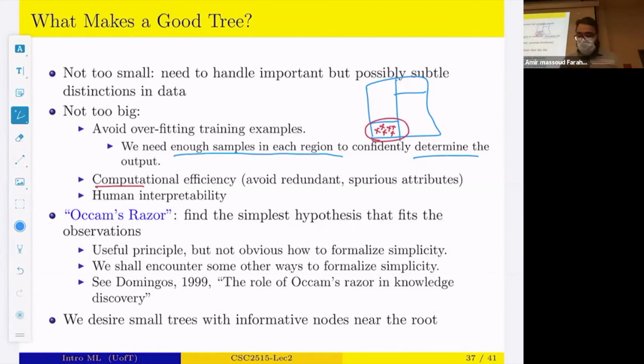This is an interesting and useful principle, but it is not obvious how to formalize simplicity. There are different ways that we can formalize simplicity in statistics and machine learning. People have talked about it a lot. One that we talked about here was essentially the size of the tree. A smaller tree is simpler than a larger tree, but that's not the only way to formalize simplicity.